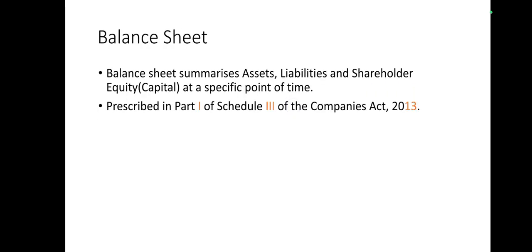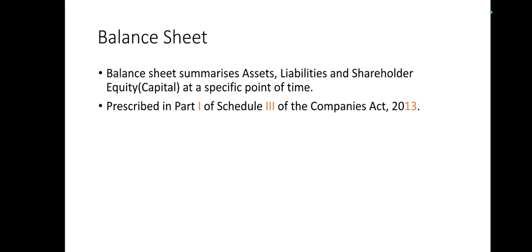So let us now talk about the balance sheet. A balance sheet is a statement in which we have assets, liabilities, and shareholders' equity. Shareholders' equity is nothing but capital. In class 11th, when we studied the final accounts of a sole proprietor, we had assets, liabilities, and capital. The same is here in the case of a company, but we are only changing the name of capital to shareholders' equity.